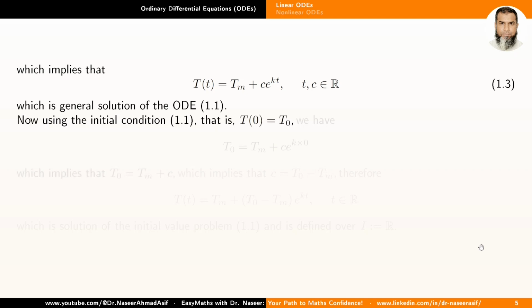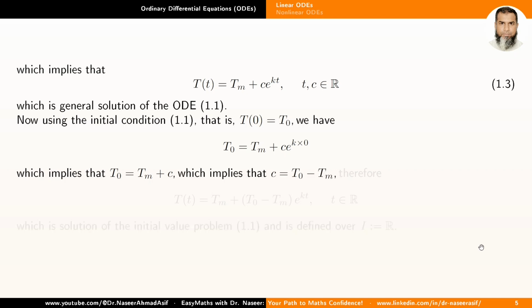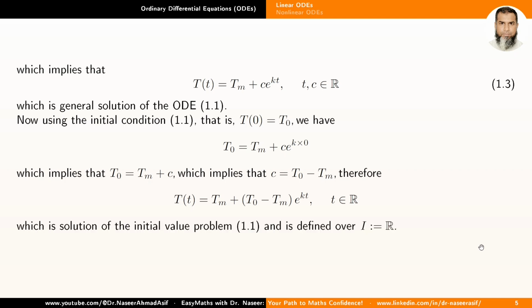Now using the initial condition 1.1, that is T(0) = T0, we have T0 = Tm + c e^(k·0). So T0 = Tm + c. So c = T0 - Tm. Therefore T(t) = Tm + (T0 - Tm) e^(kt) where t belongs to R, which is solution of the initial value problem 1.1 and is defined over I = R.